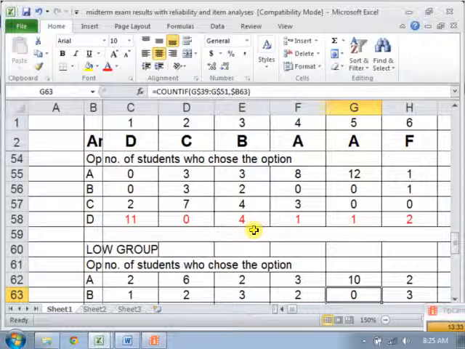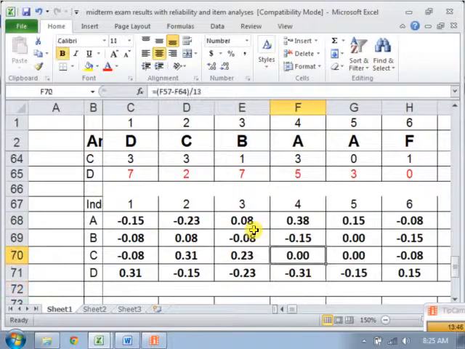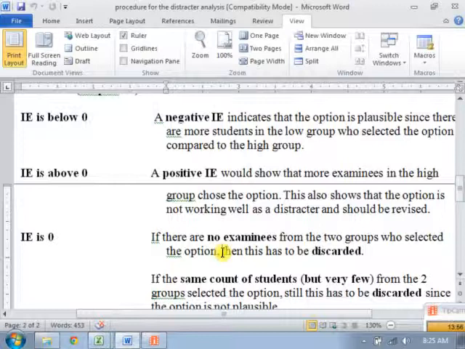Okay? That is, if you found out that this result is already good in your index of difficulty and in your index of discrimination. So if it's both 0. Okay, when do I get a 0 also? When do I get a 0? If you have the same number. So what are we going to do if you have the same number?